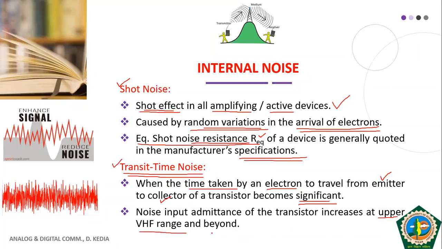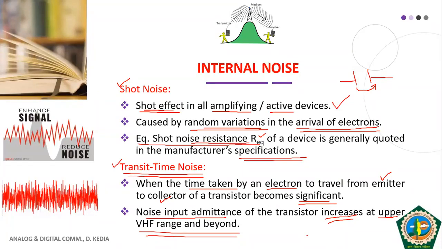Obviously, when frequencies are increased, less time will be expected for the electron to travel from one terminal to another terminal. So in that case, this time taken by the electron becomes comparable or significant at high frequencies. So in case of your transit time noise, at these higher frequencies, the noise input admittance of the transistor increases. So this is the effect of transit time noise. So these are two more types of internal noise.